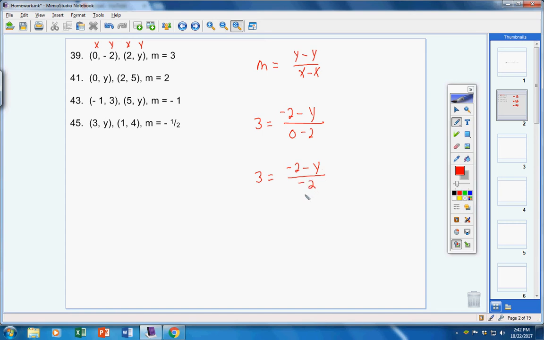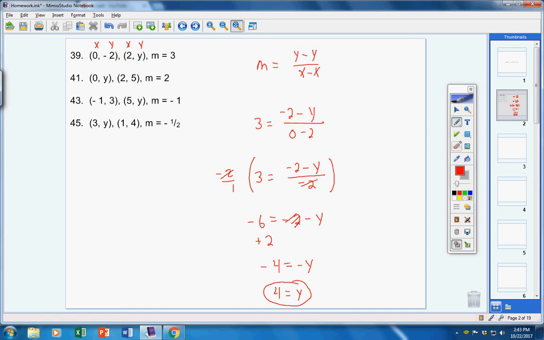Next, I've taught you guys how to get rid of fractions, okay? So, I would multiply both sides by -2. -2 times 3, -6. Over here, your -2's cancel, leaving you with -2, -y. Okay? So now simply to solve for y, bring the -2 over, make it a +2, and you're left with -4 equals -y, which means +4 equals +y. So there we go. We have 3 more. You'll get some in practice, okay?